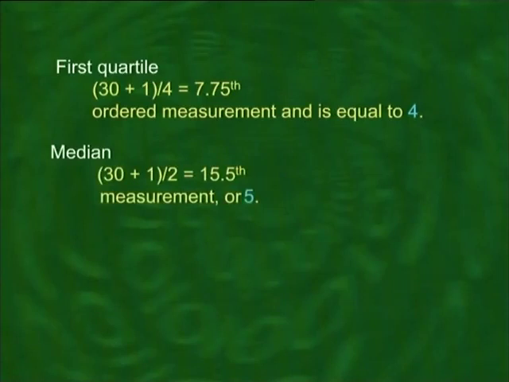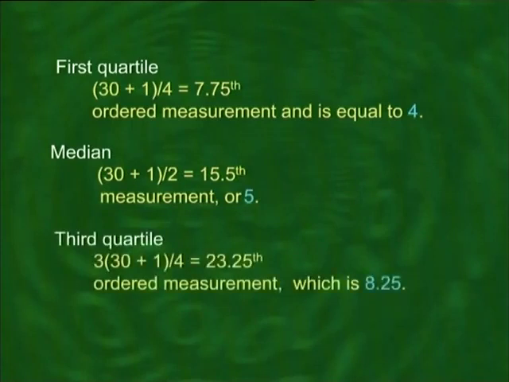Similarly, the median is the (30 plus 1) by 2th, that is 15.5th measurement, and that comes out to be equal to 5. And in a similar way, the third quartile is 3 times (30 plus 1) by 4th, that is the 23.25th ordered measurement, and that comes out to be equal to 8.25.